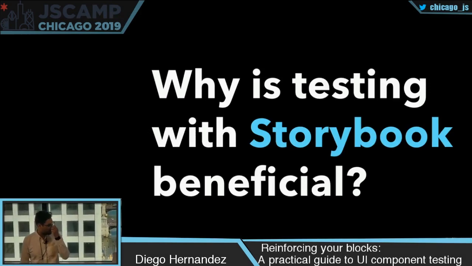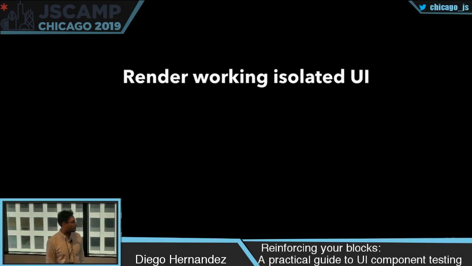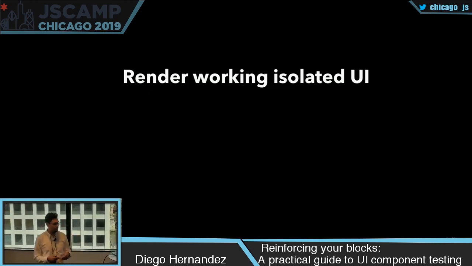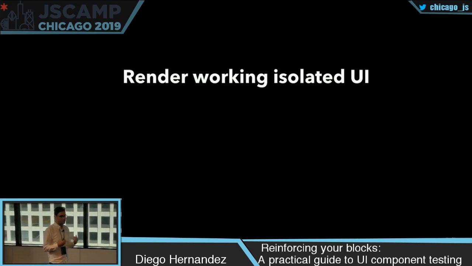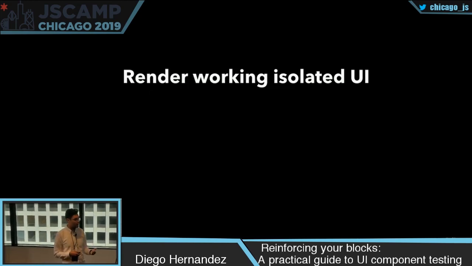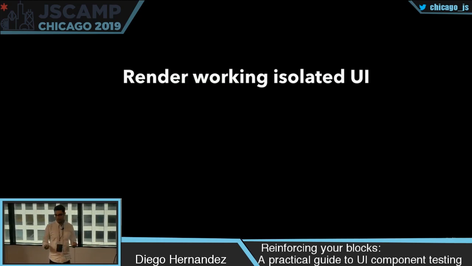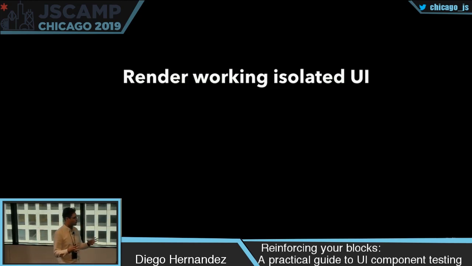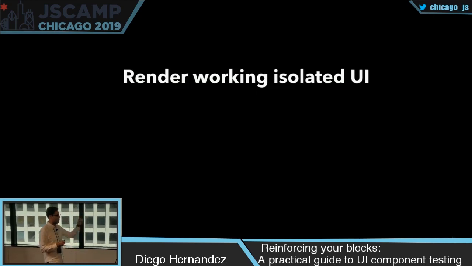So why is testing with Storybook beneficial? Well, you can render working components in an isolated environment. If you're a front-end developer, you're already kind of doing this as you go. You might be rendering this new component in your application. Storybook just allows you to really focus on that particular component you're working with, or a set of components that you're putting together. It's really nice when you're developing a new component or debugging an issue. Maybe you have a component with a lot of different children, and you're trying to identify where a bug might be happening.